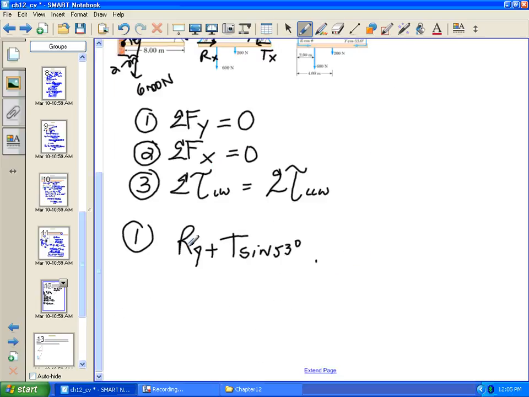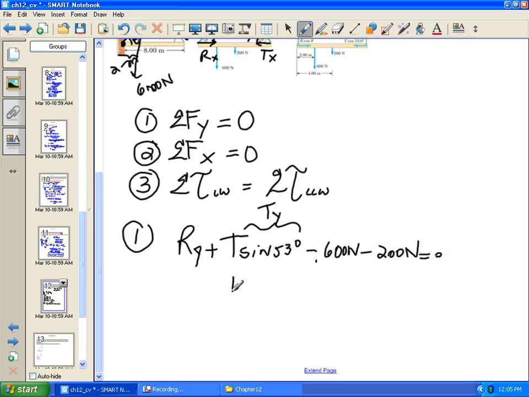All right, Ry positive, Ty positive, and I'm going to write Ty in terms of T times the sine of 53 so that I don't have to go back later and insert that angle of 53 degrees. And by the way, we can't assume that theta, the angle that R makes, is 53 degrees. In fact, we'll find that it is not that value. Okay, so we have minus 600 newtons, minus 200 newtons, and the whole thing equals 0.